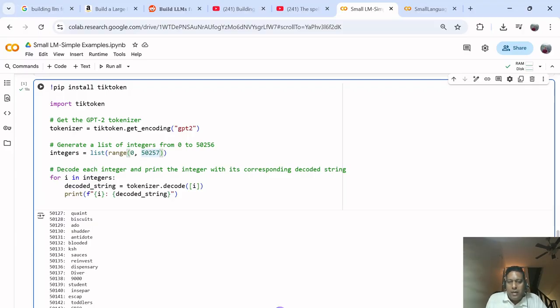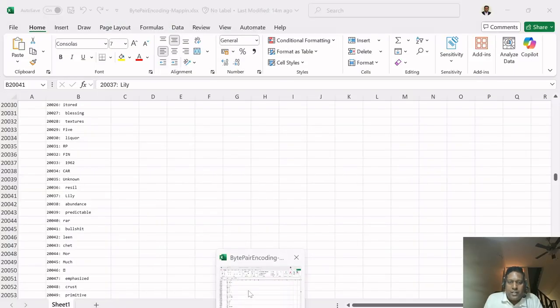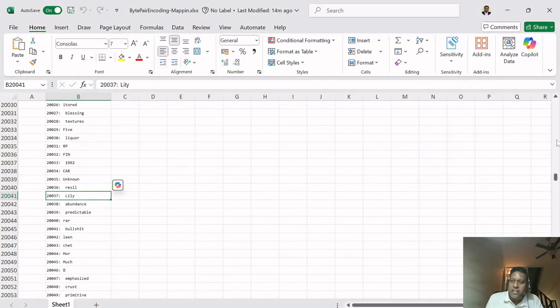Now, rather than me talking, this small program that I've written essentially takes those integers and uses the tiktoken library, which has the implementation of this GPT-2 encoding, providing it the integers and getting the decoded string. It prints out pretty much all of it, including the last end of text. And I also captured that in a spreadsheet format.